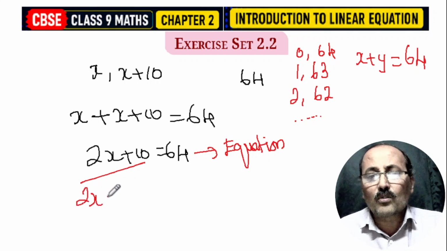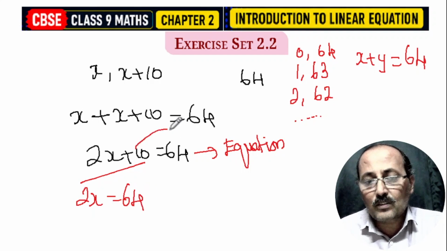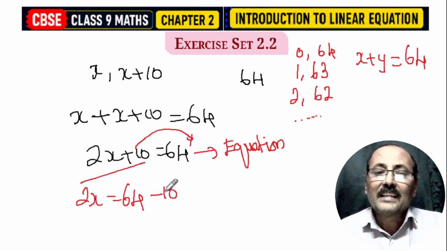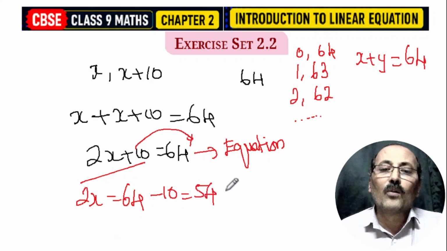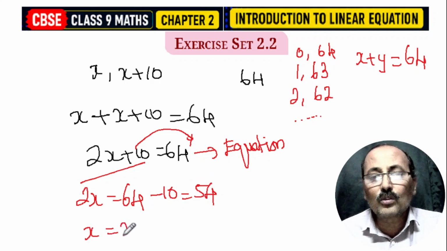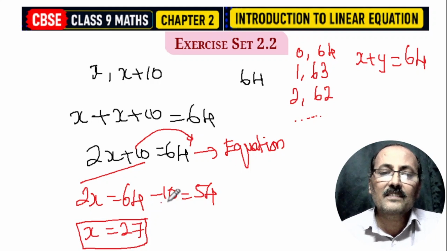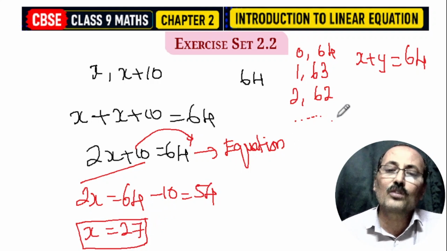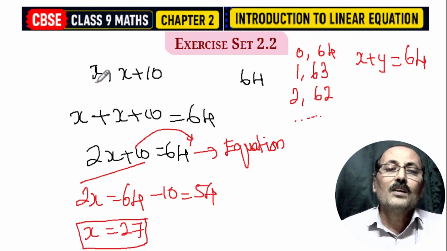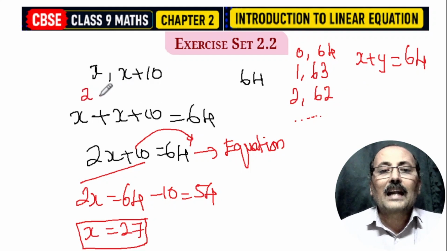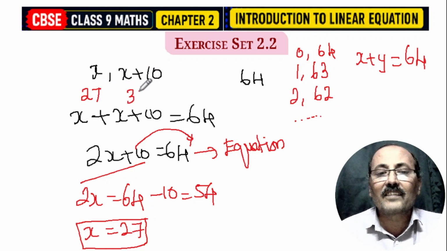So 2x equal to 64, this plus 10 goes here, it becomes minus 10. Then it becomes 54. 2x equal to 54. Then automatically x equal to 27. Yes, you know x is 27. 2 times x is 54 means 1 time x equal to 27. Let me check that now. One number is 27 and the other number is x plus 10, 27 plus 10, that is 37. When I add these two, 27 plus 37, that is 64.